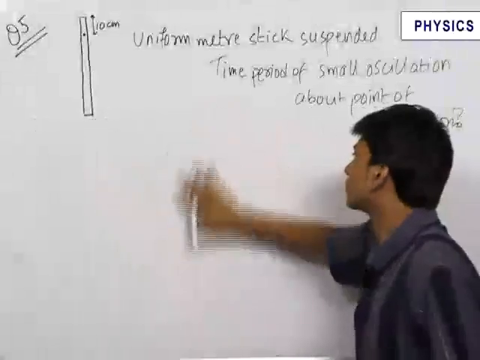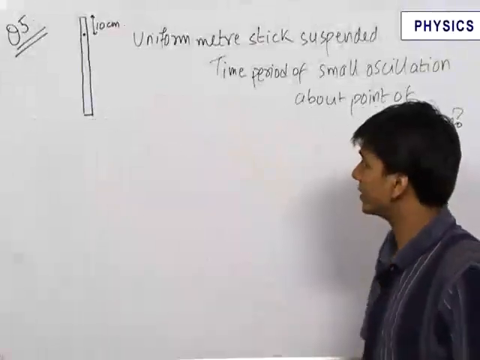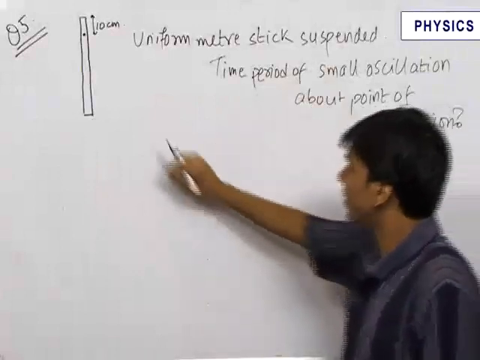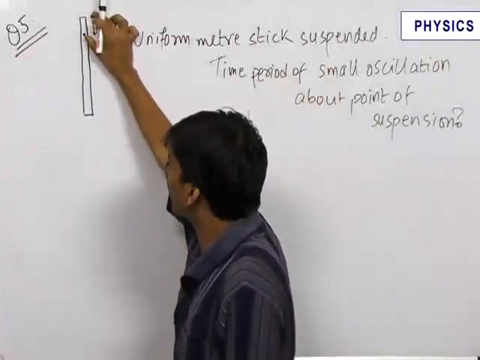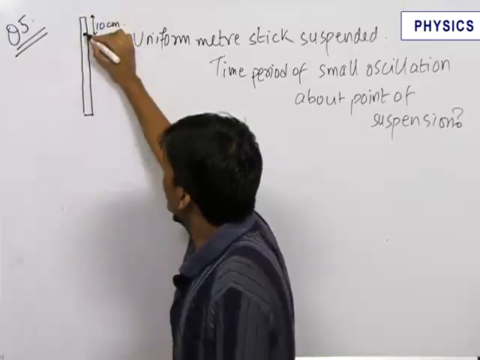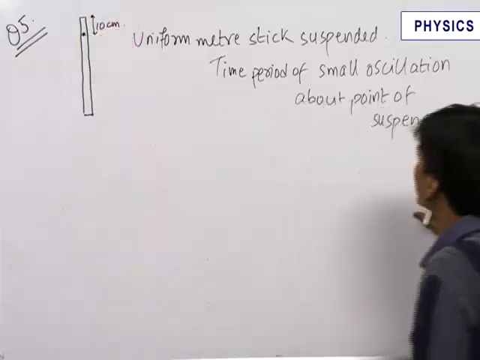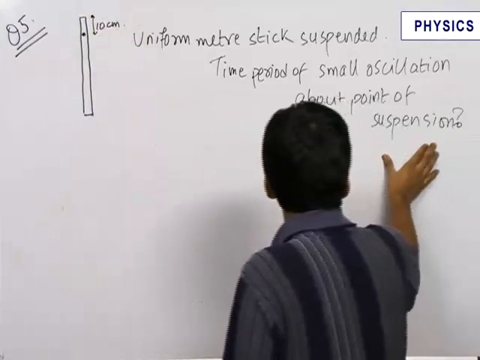In this question, this is a question of angular SHM. We have a uniform meter stick suspended from a point which is 10 centimeters away from the end of the stick. This is the point of suspension. We need to find out the time period of small oscillations about the point of suspension.